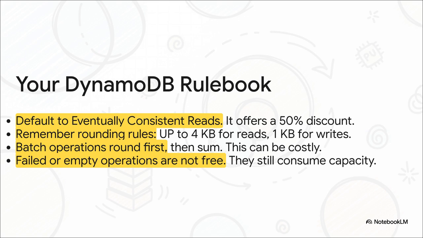Rule 2, burn these rounding rules into your brain. Always up to the next 4 KB for reads and up to the next 1 KB for writes. Rule 3, be really wary of batch operations. Remember they round items individually before adding them up. And finally, Rule 4, there's no such thing as a free lunch. Failed or empty operations still cost you capacity.